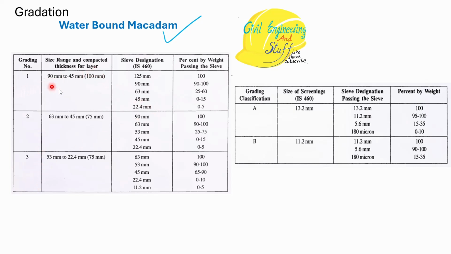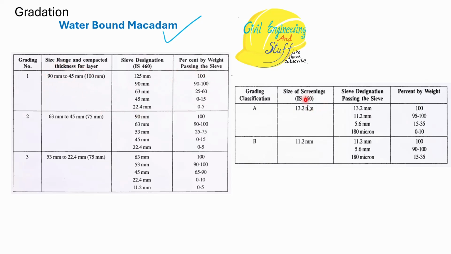And if we are using grade 1, this is the size of coarse aggregate. If we are using grade 2, this is the size of coarse aggregate. If we are using grade 3, this is the size of coarse aggregate, and this is the gradation that we have to follow. We have to take up either of the three grades. Once we are satisfied with the gradation, this size of aggregates will be laid.